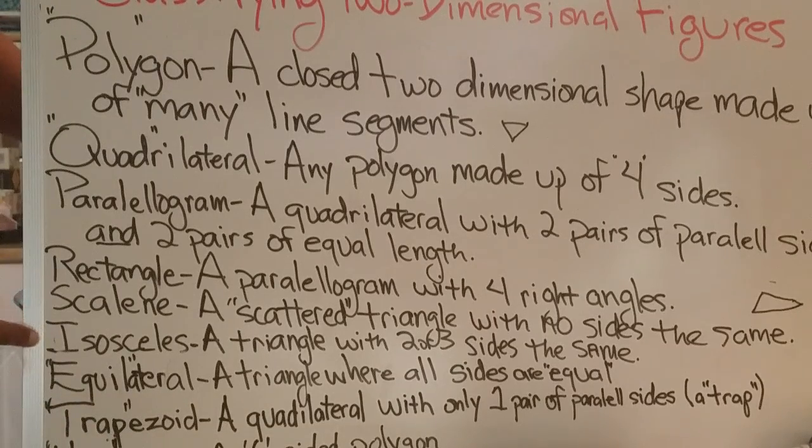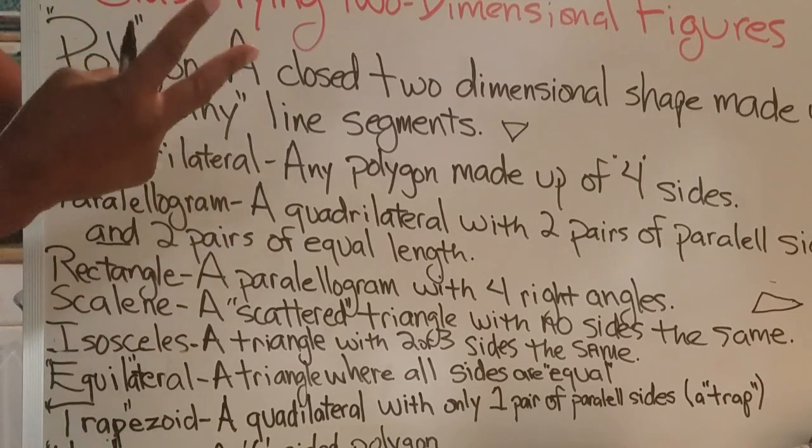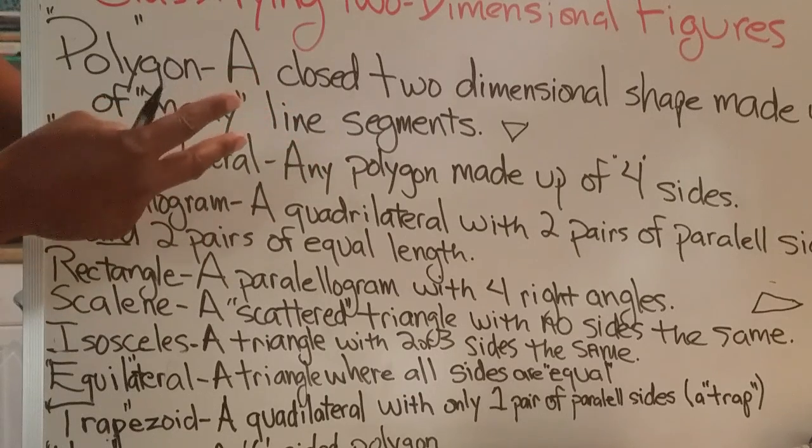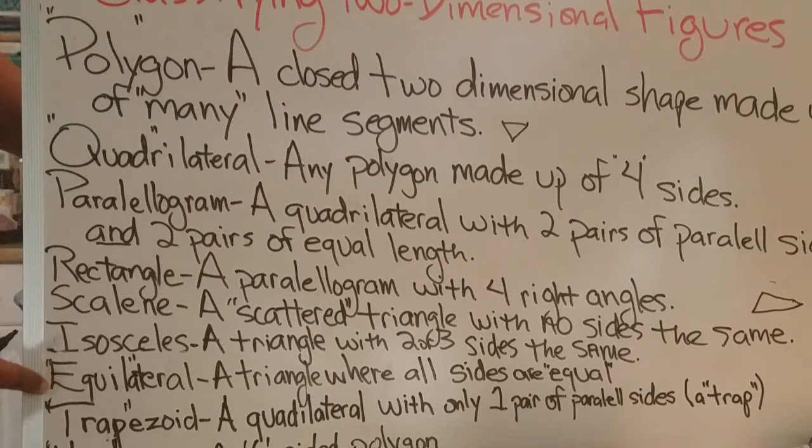Unlike the isosceles triangle, where at least two of the sides are the same, and then equilateral, where equal means they're all equal. All sides of the triangle are equal.